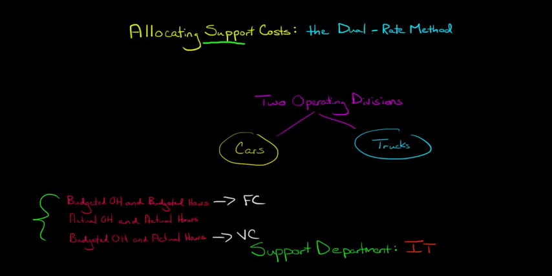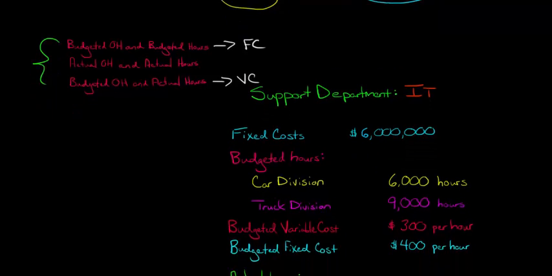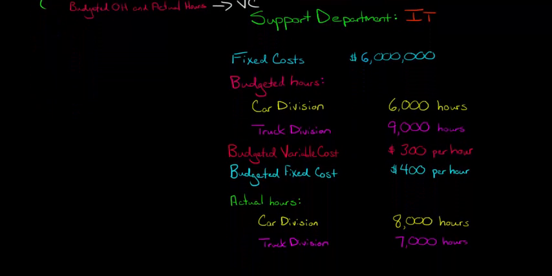Now, what this means is that we're going to have a budgeted variable cost rate, right, that's related to these IT costs. And then we're going to use the actual hours that the car division and the truck division use of the IT services to apply that rate. That's how we're going to do the variable cost. And then with the fixed cost, we're just going to do the budgeted cost, and then we're going to apply it based on budgeted hours. It'll make a little more sense when we just get into this example here.